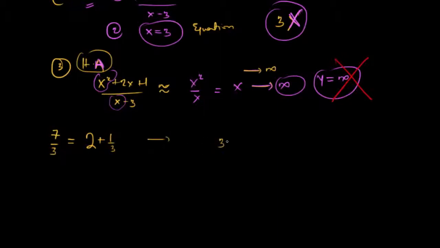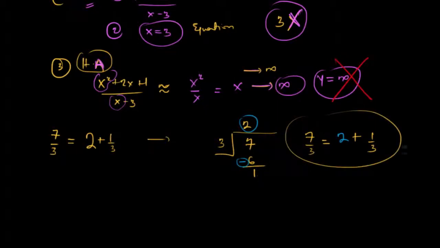So you have 3, which is the divisor, and then you have your 7 here. Now 7 divided by 3 gives us 2. 2 times 3, that is 6. 7 minus 6 gives us 1. And then since 1 is not divisible by 3, 7 over 3 is going to be the quotient, which is 2, plus 1 divided by 3. So this is what we obtain for normal long division.